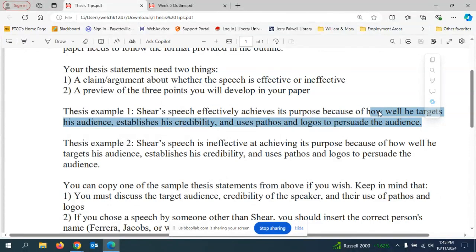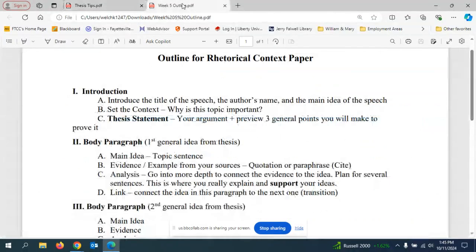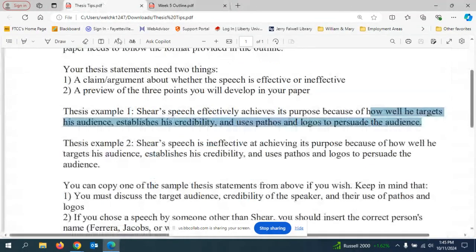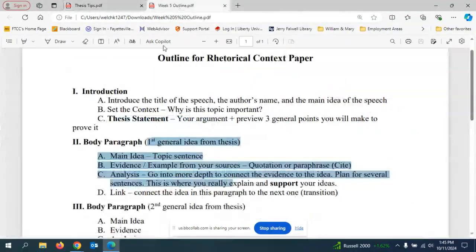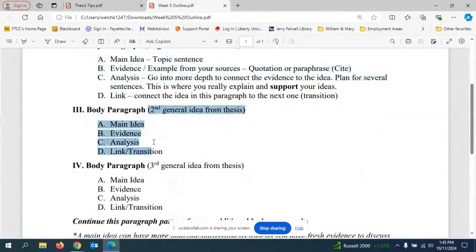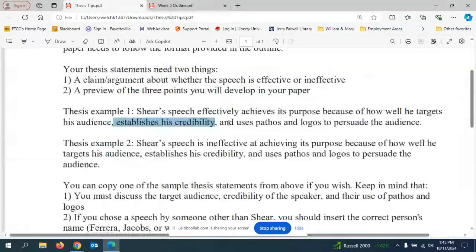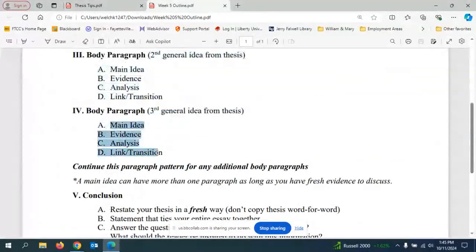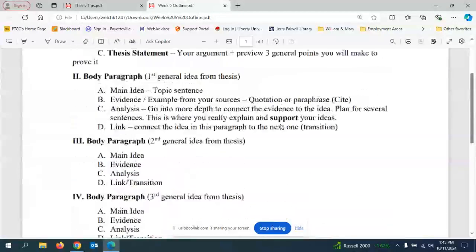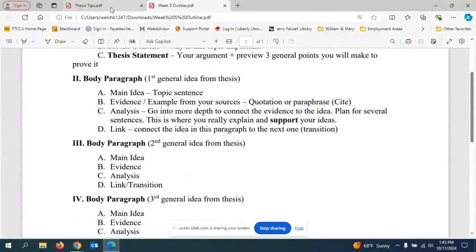So here's point 1, targeting the audience. That's going to be developed in this paragraph. Point 2 is how he establishes his credibility. That'll be developed in this paragraph. And then point 3 is how he uses pathos and logos to persuade the audience, and that'll be developed in the 3rd body paragraph. Okay, so each point from the thesis gets developed in their own paragraph.